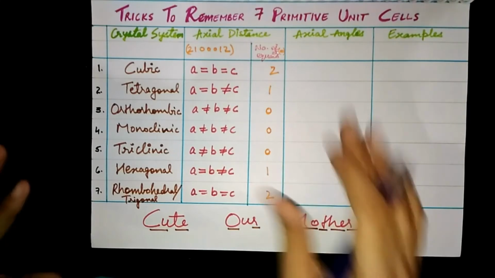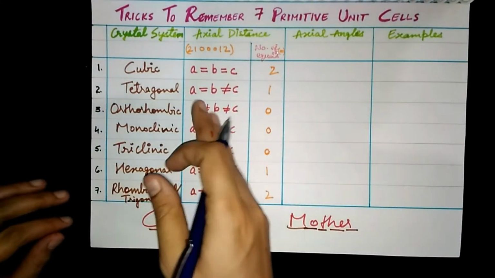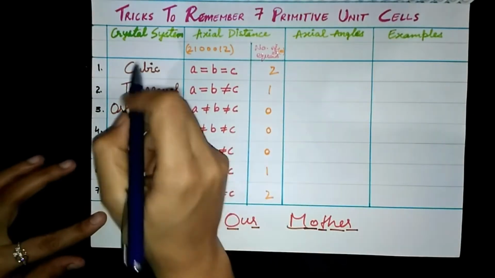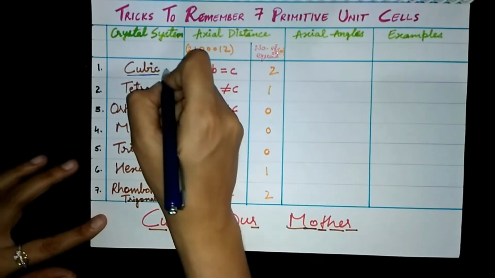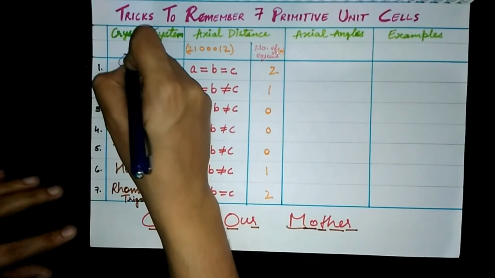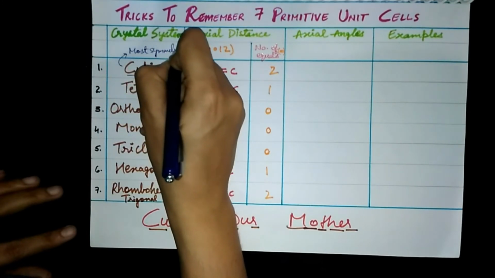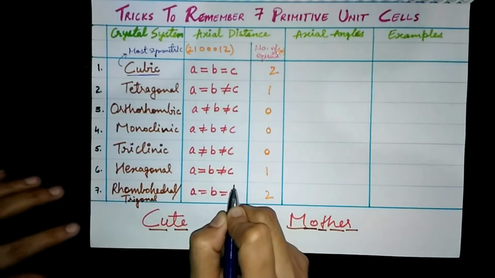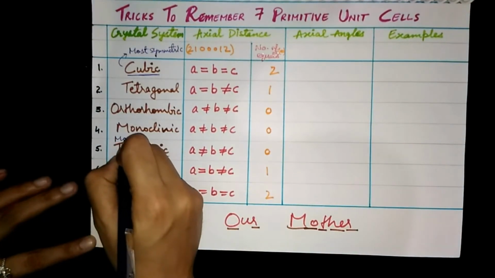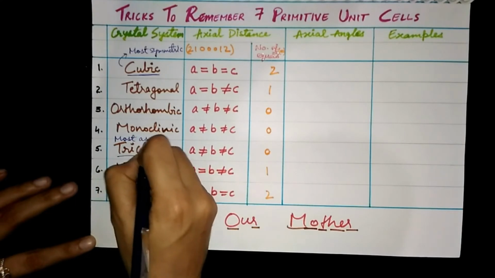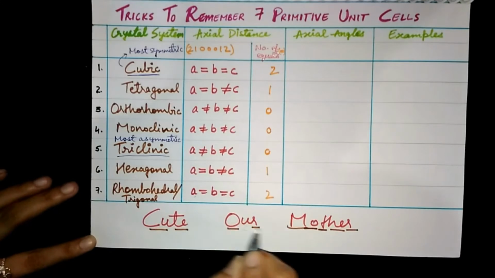One more thing which I forgot to tell you, very important, before learning this axial distance, you have to remember that this cubic crystal system is the most symmetric crystal system. Okay, this is the most symmetric crystal system. And the triclinic is the most asymmetric crystal system. You might be knowing what is symmetric and asymmetric.